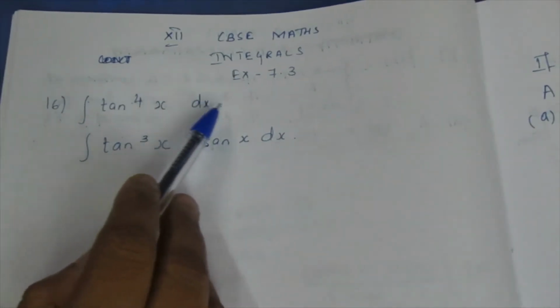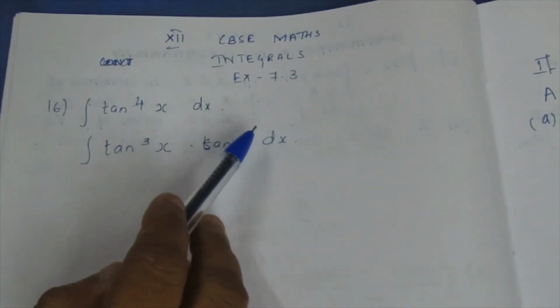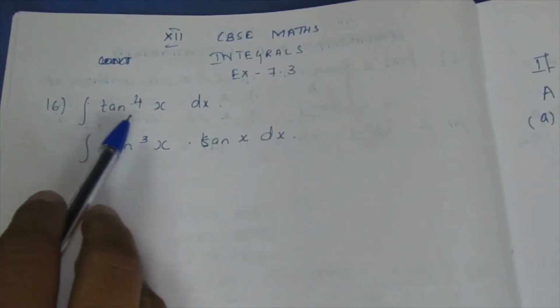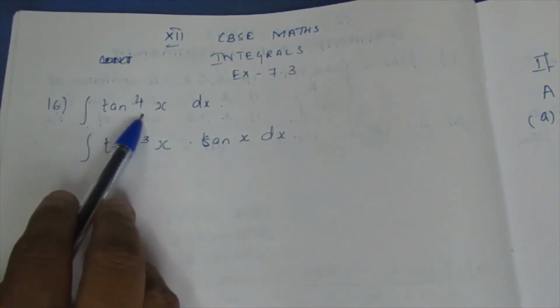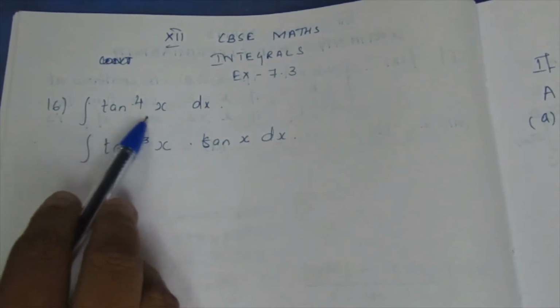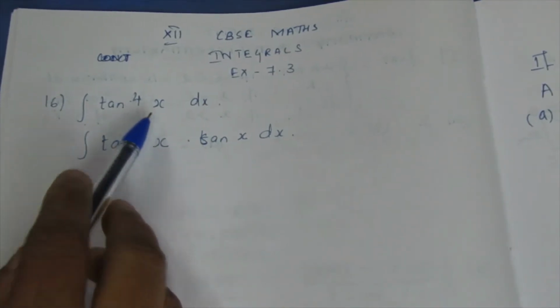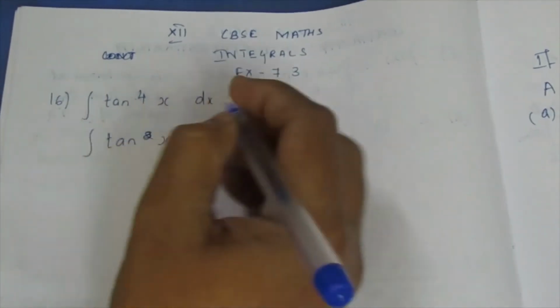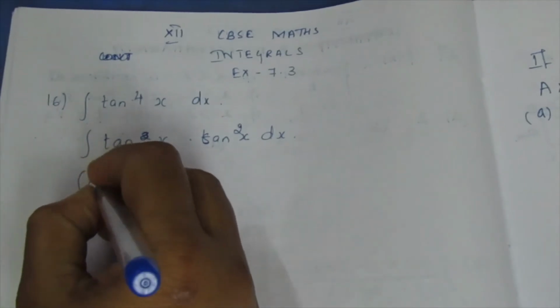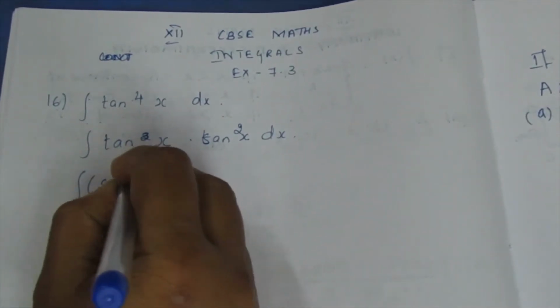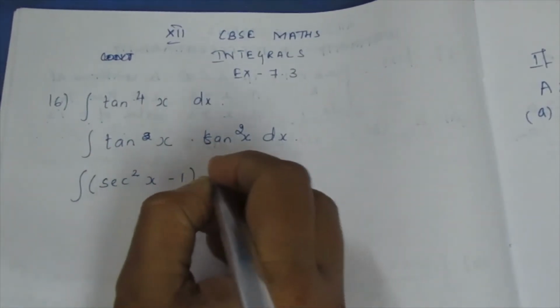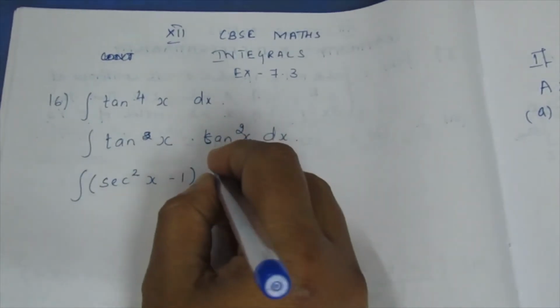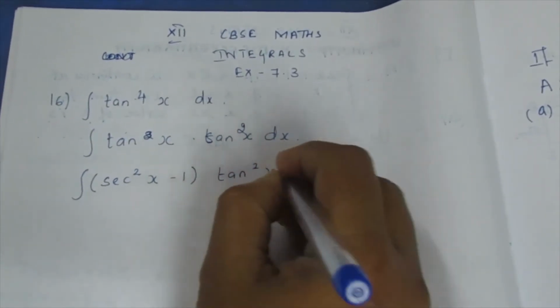Today we are going to see 12 CBSE Maths Integrals exercise 7.3 question number 16. Let's see the question. Integrate tan power 4x dx. For tan power 4x dx we don't have a specific formula, so I am going to split it into tan square x into tan square x. For tan square x, this can be written as secant square x minus 1 into tan square x dx.